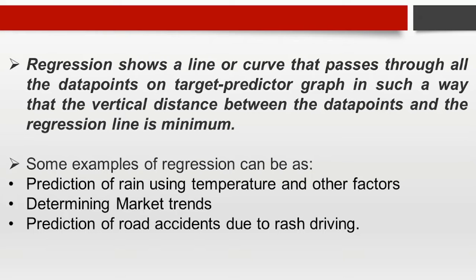In regression, we plot a graph between the variables which best fits the given data points. Using this plot, the machine learning model can make predictions about the data. In simple words, regression shows a line or curve that passes through all the data points on the target predictor graph in such a way that the vertical distance between the data points and the regression line is minimum. The distance between points and the line tells whether a model has captured a strong relationship or not.